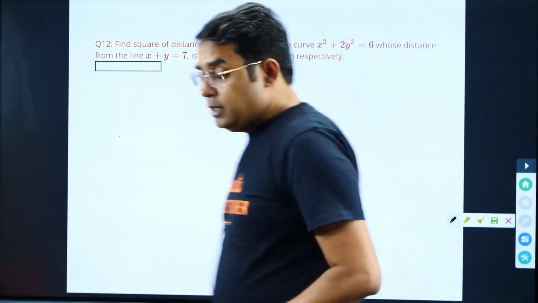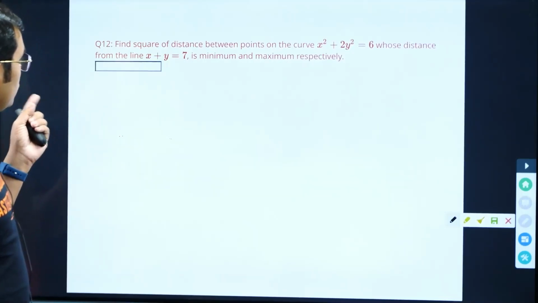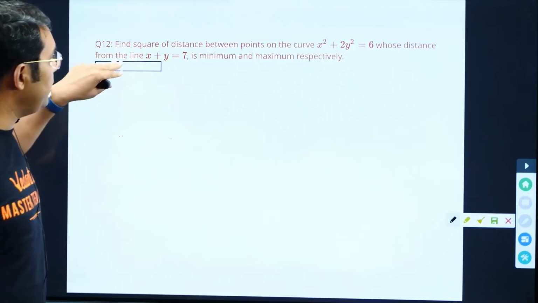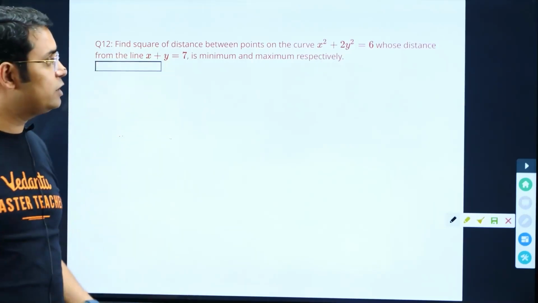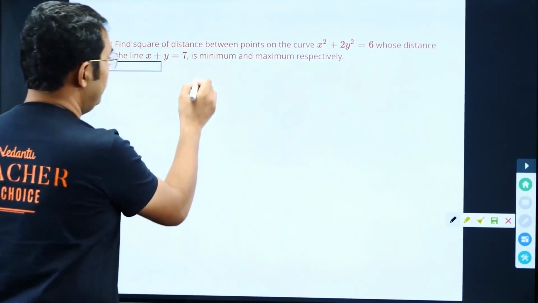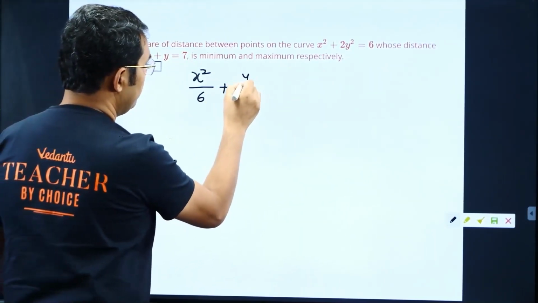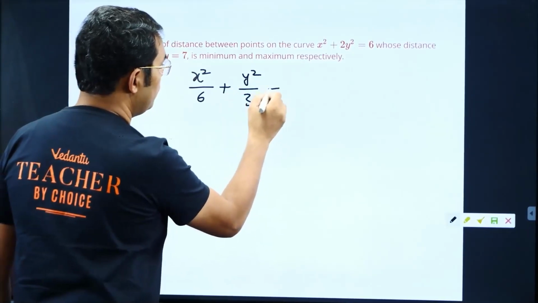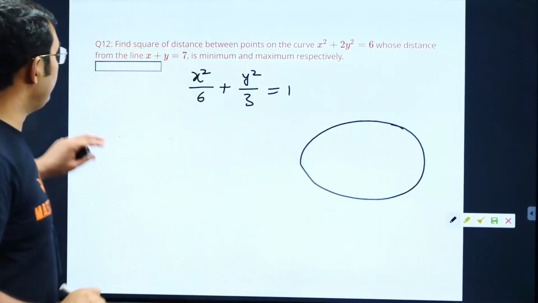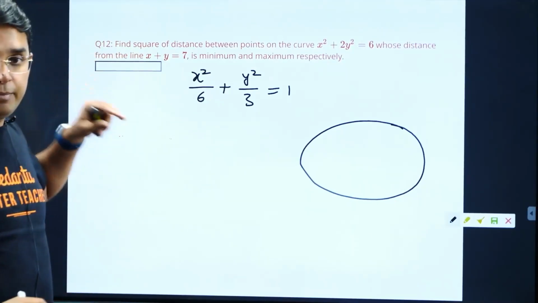It says find the square of the distance between points on the curve whose distance from the line is minimum and maximum respectively. Okay, now I think this curve is a very familiar curve, and it is actually an ellipse: x square upon 6 plus y square upon 3 equal to 1, something like this. And we have to find the points on this curve which are at maximum and minimum distance.